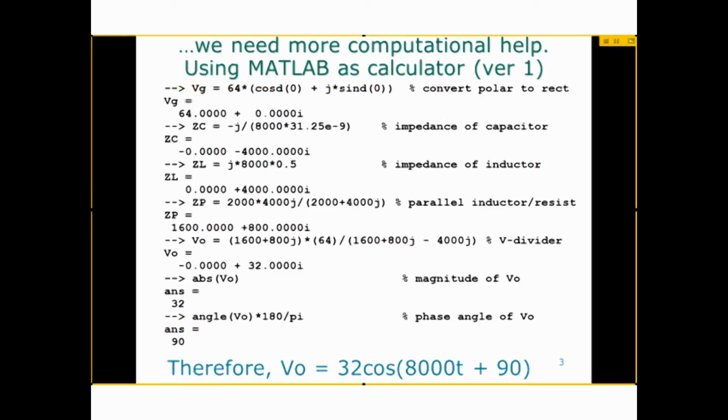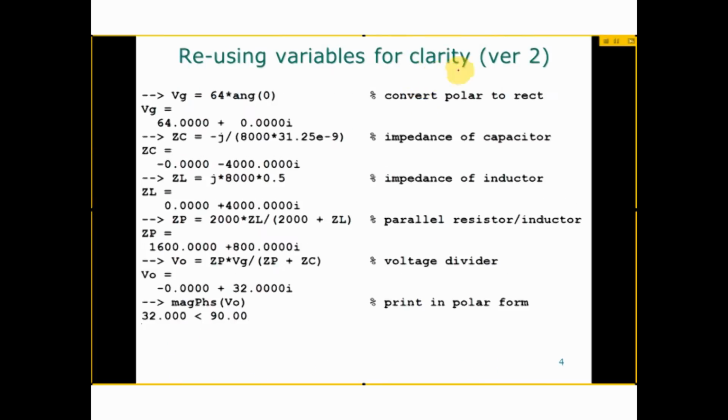If you don't have that ENG function that you downloaded, you could say VG is this, and of course with the cosine angle of 0, that's 64. You can define ZC as this, and you can get the answers from these calculations, and then you can plug those things into future calculations and come up with the phasor VO and the magnitude and the phase angle of VO. But it's actually better in MATLAB to reuse your variables.